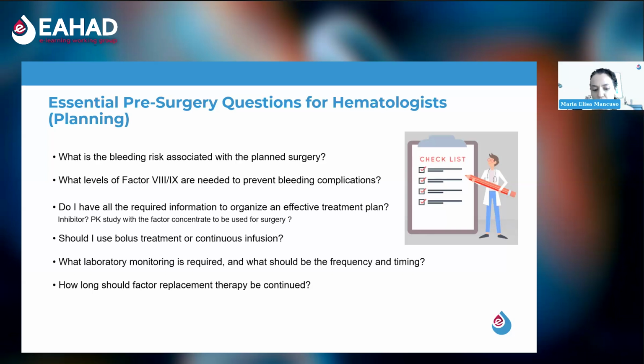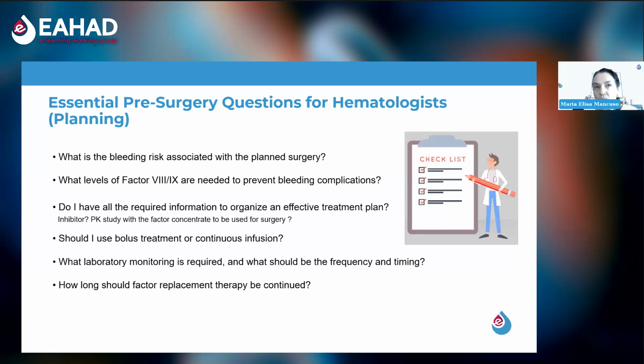First of all, we have to take into account which kind of surgery we are looking at, which surgery is needed by the patient, and know the associated bleeding risk, because within major surgery there are some interventions that even in non-hemophilic people are at very high risk of bleeding, and we should take that into account. In particular, looking at patients with hemophilia, we need to know which levels of either factor 8 or factor 9 are needed to ensure good hemostasis in the surgical setting.